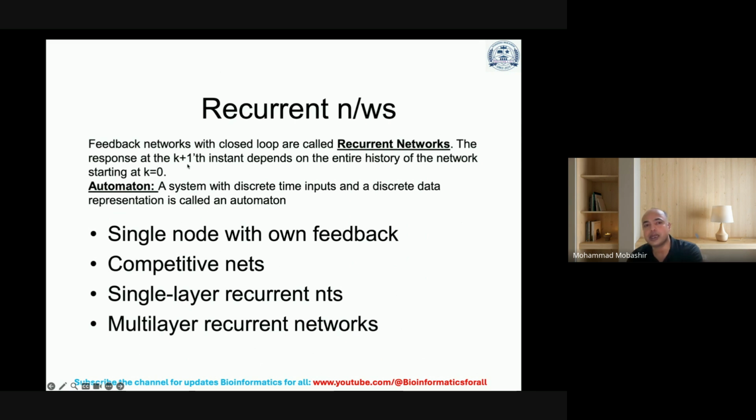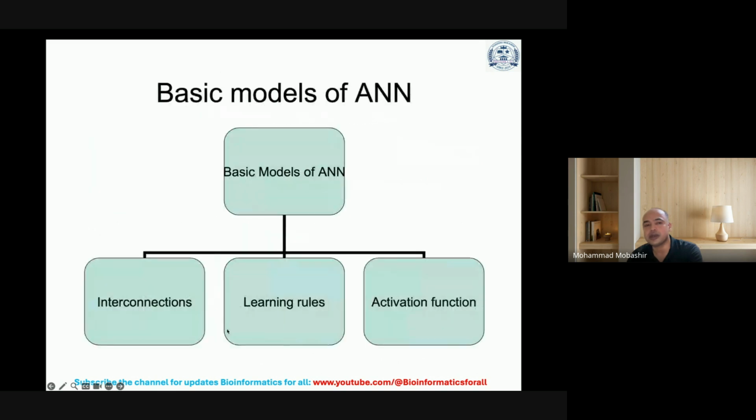The response at the k plus 1 instant depends on the entire history of the network starting from 0. So, automation or recursion, or iteration: a system with discrete time inputs and discrete data representation is called an automation. Single node with own feedback, competitive network, single layer recurrent network, multi-layer recurrent networks.